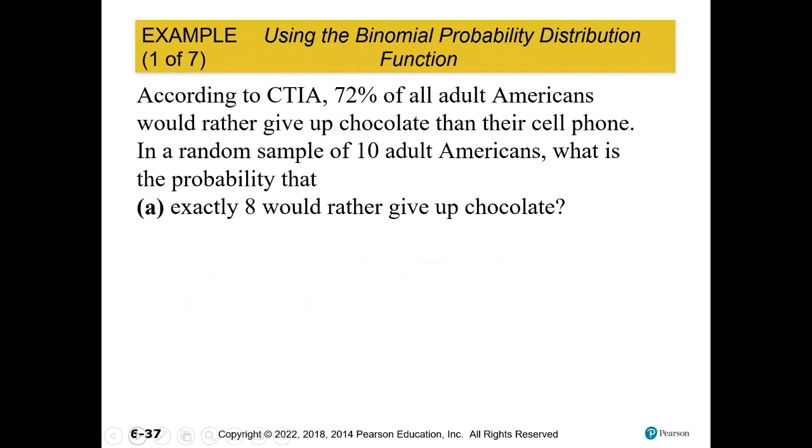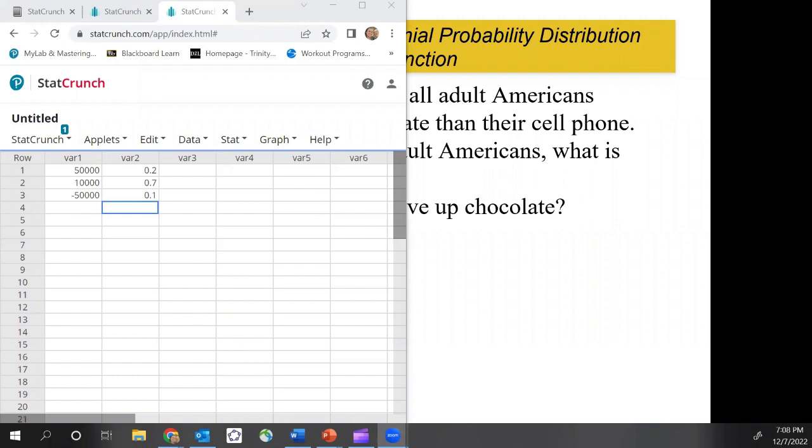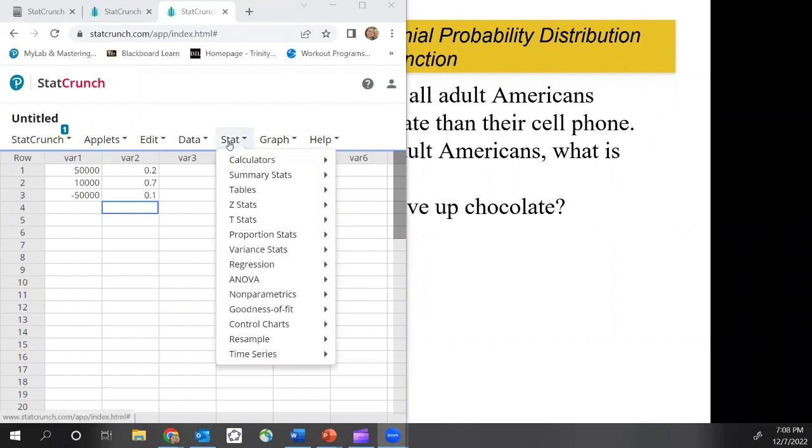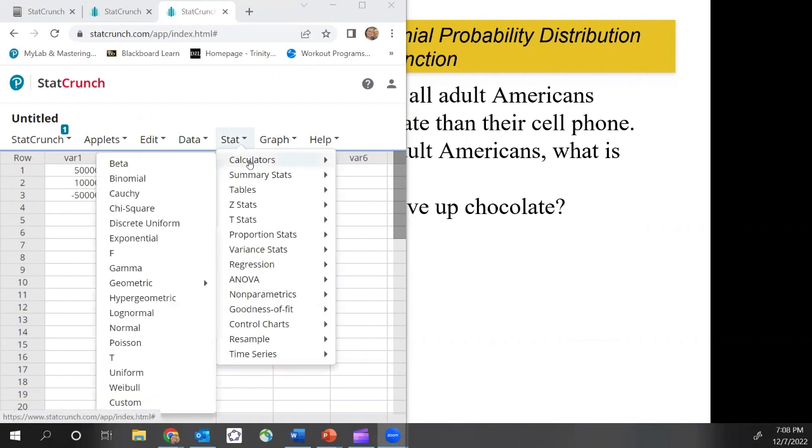According to CTIA, 72% of all adult Americans would rather give up chocolate than their cell phone. In a random sample of 10 adults, what is the probability that exactly 8 would give up chocolate? My StatCrunch is back here. All right, so where we're going to go for these is stat, calculators, and then binomial.